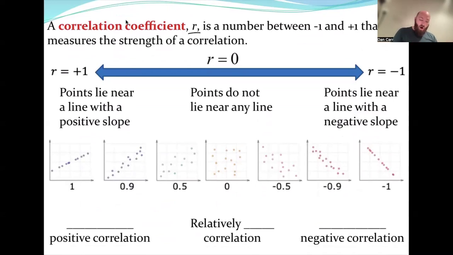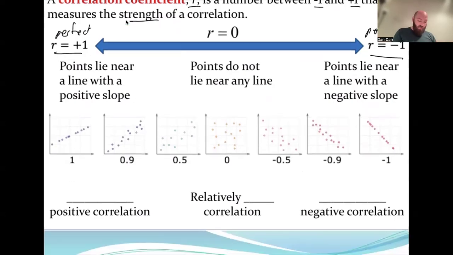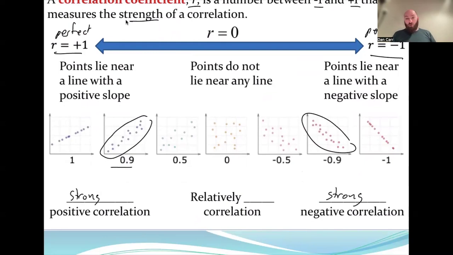The correlation coefficient R is a number between -1 and 1 that measures the strength of the correlation. If you are at +1 or -1, those are both perfect, so we have a perfect positive or perfect negative. But there's a wide range of values that can be in between. If you are in the 0.9s or 0.8s, you can see how the points are gathered pretty closely together. Same thing with a -0.9 here. Those are going to be strong positive or strong negative correlations.